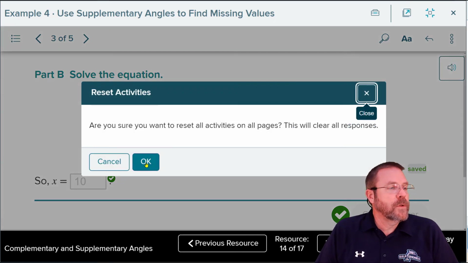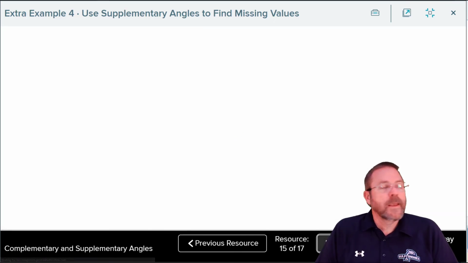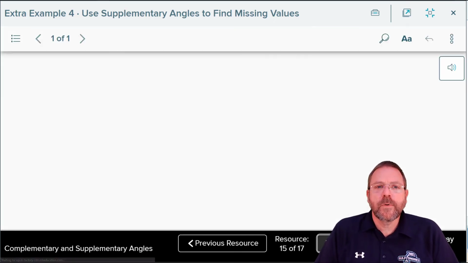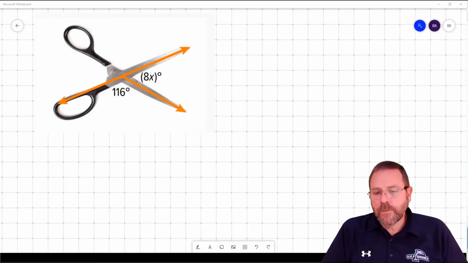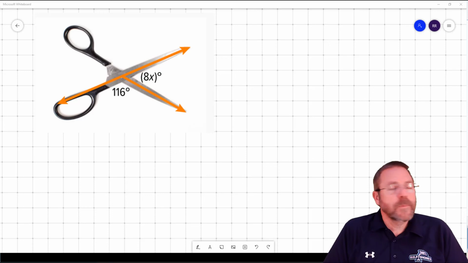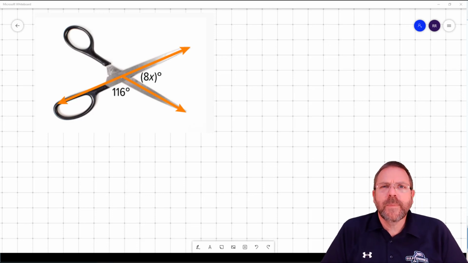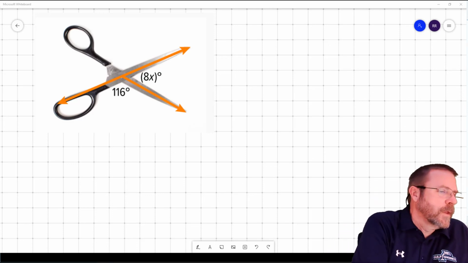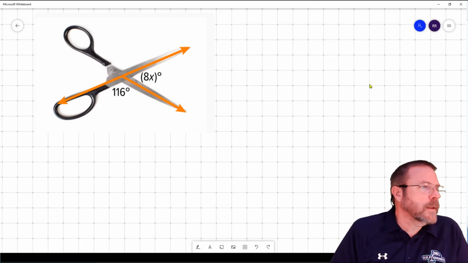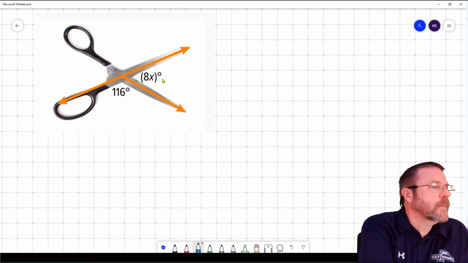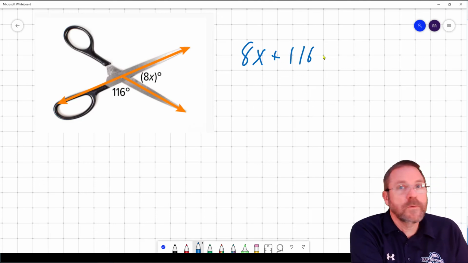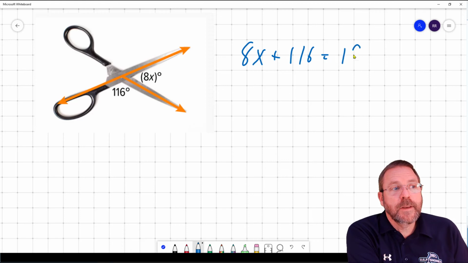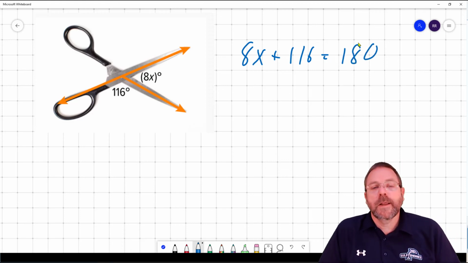From here, you get to do a problem on your own. Extra example 4, go ahead and pause the video and work on this one. So we know that these two angles coming together are going to add up to equal 180 degrees because they do make a straight line. So let's take a look at how we're going to actually write our equation. I'm going to take the 8 times x right here, add to it the 116 degrees right here, and that's going to equal the 180 degrees.